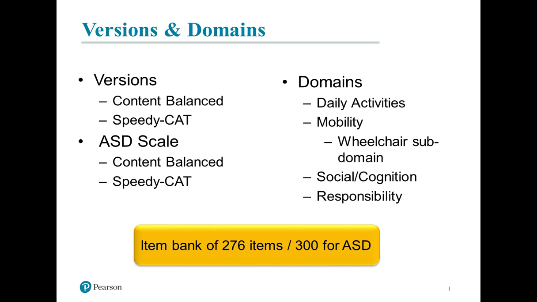In the social cognitive domain, there are 60 items in 4 areas, which are interaction, communication, everyday cognition, and self-management. And then the responsibility domain. Now, this is a unique domain to the PEDICAT, and it's one of the things I really like about the PEDICAT. And it basically captures that information about a child that a lot of other assessments don't capture.